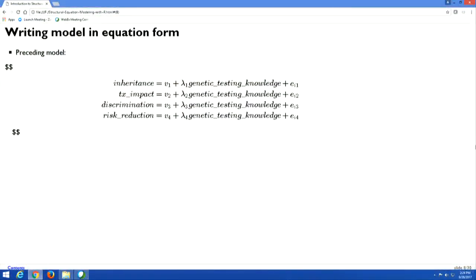So in the example that I just had on the figure, we have 4 equations. Somebody's response to the knowledge question about inheritance is a function of the intercept and their knowledge level of genetic testing. And there's a regression coefficient there, or a factor loading, depending on how you scale the variables. And you have the same for treatment impact, for discrimination, for risk reduction.